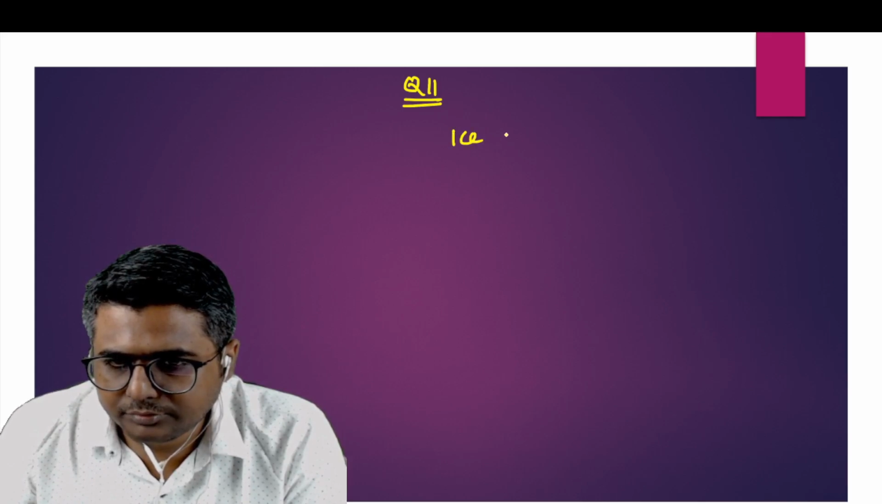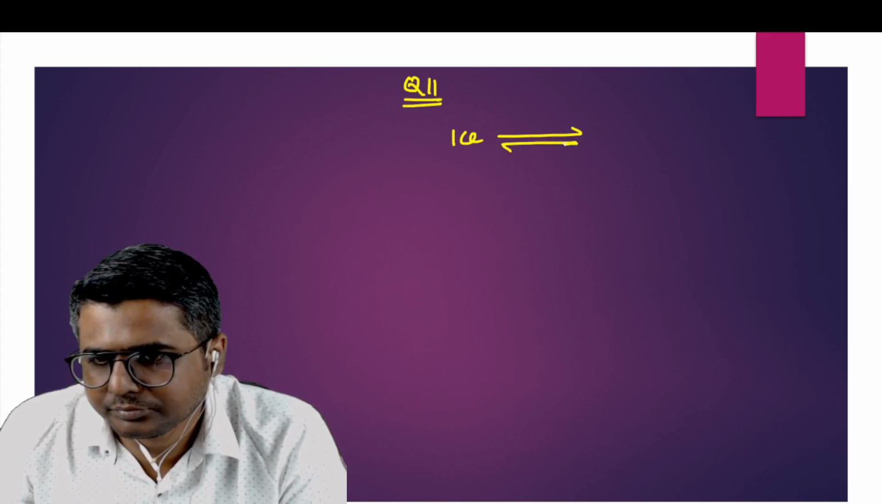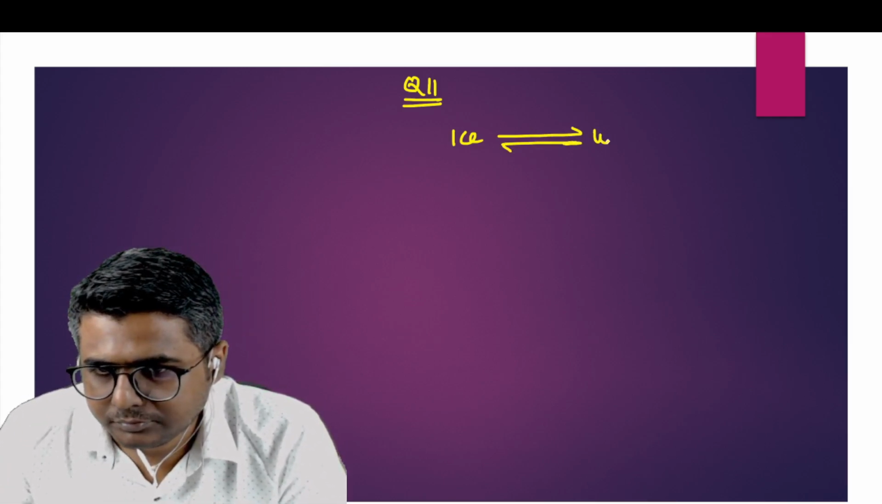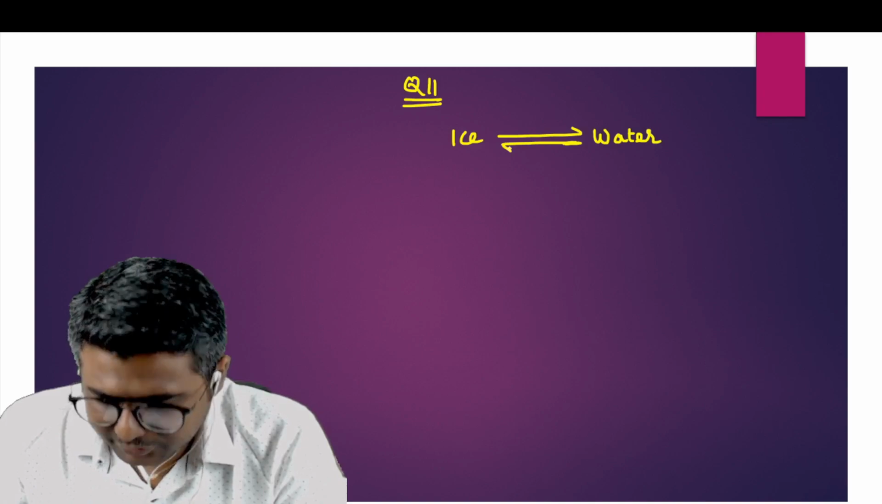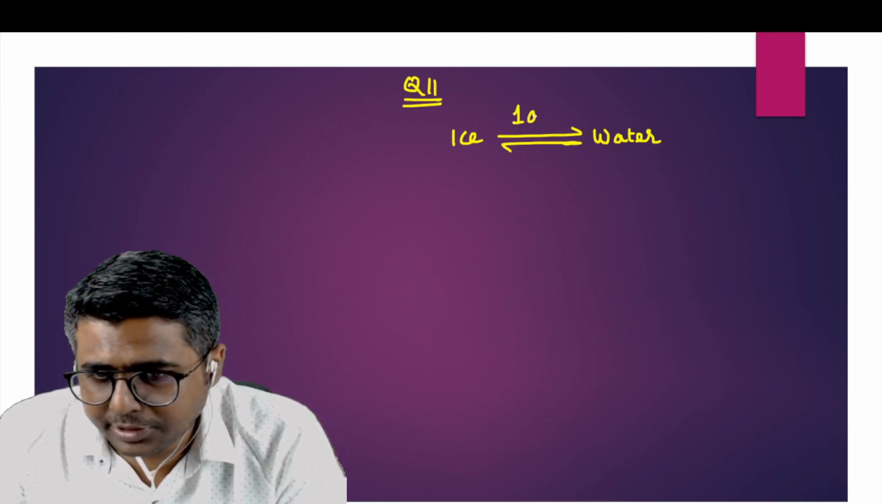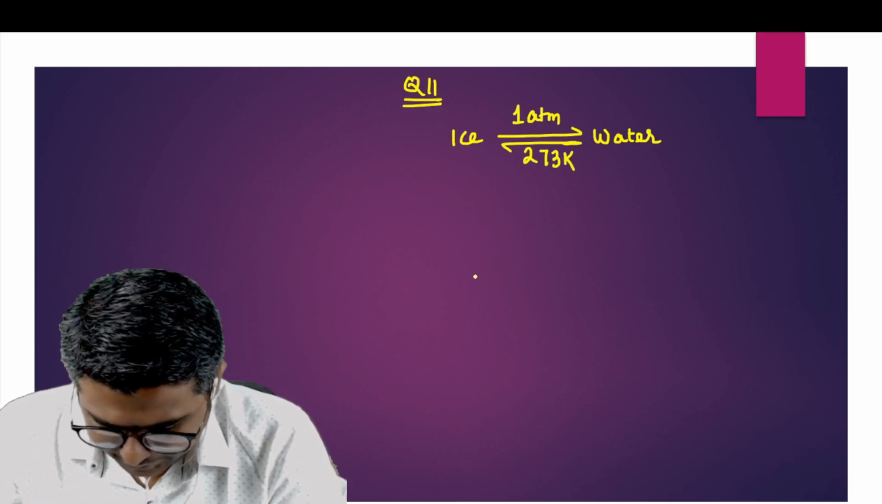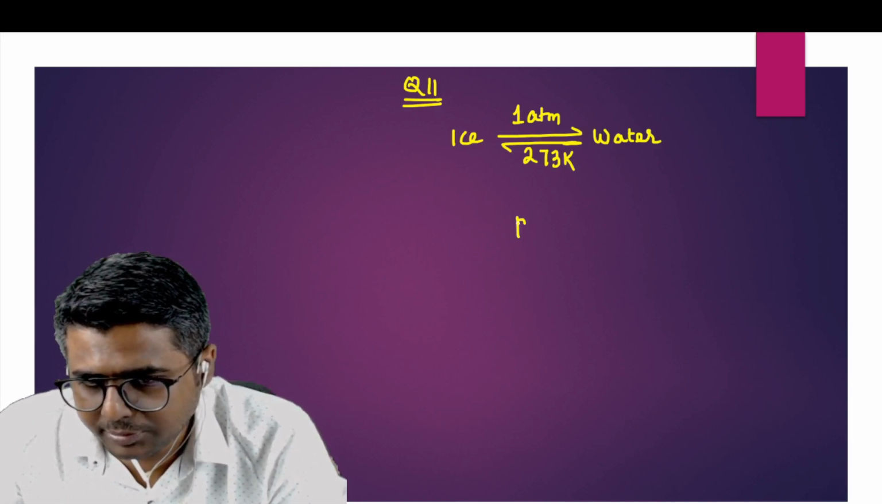Ice and water happen to be at equilibrium when placed in a closed container with 1 atmosphere pressure at 273 Kelvin. The pressure of the system is increased to 2 atmosphere. Okay. Now, pressure goes to 2 atmosphere.